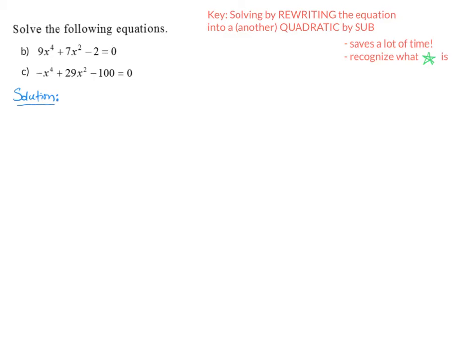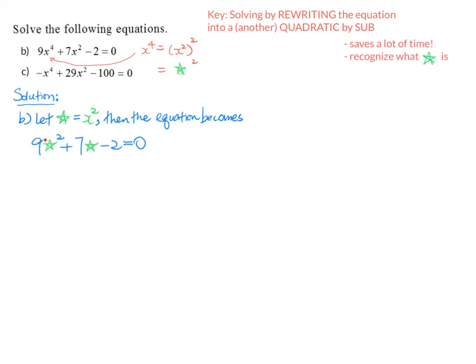Now in these two questions, these are not quadratics, but they could be reduced into quadratics. Now the task is to recognize what the star is. For part B, you see that x to the power of 4 is actually the square of this, right? Then maybe we could start from here. Because of this, we've got a new quadratic which looks pretty good, which gives us these two values of star, and then we put them back in for star.